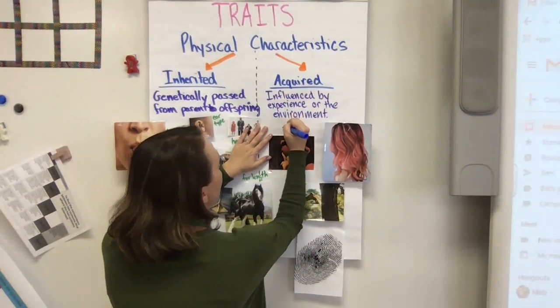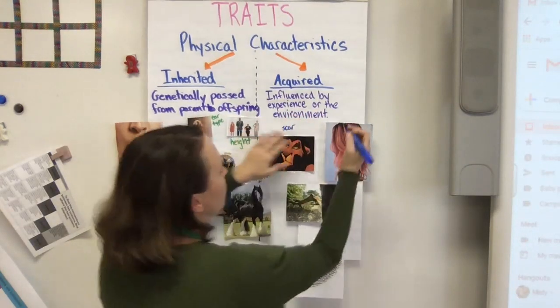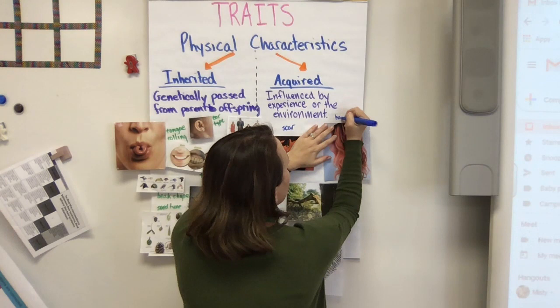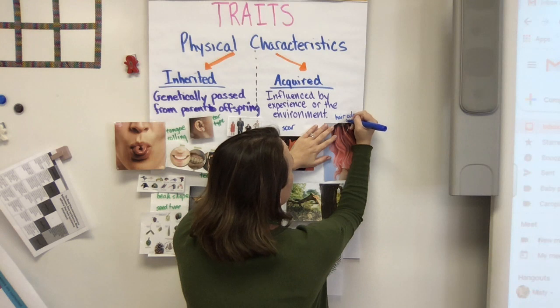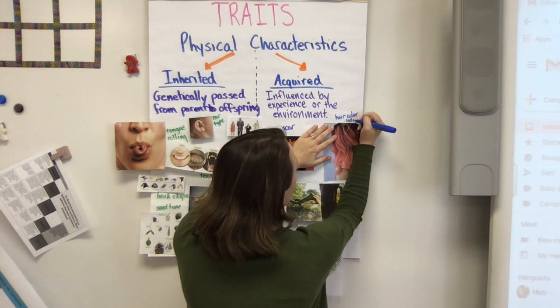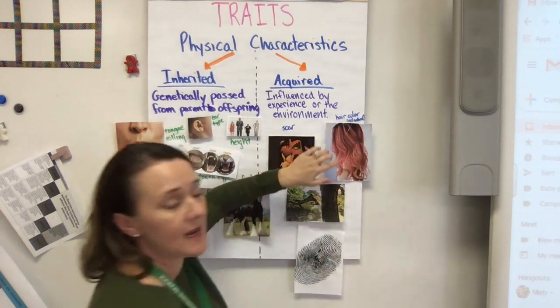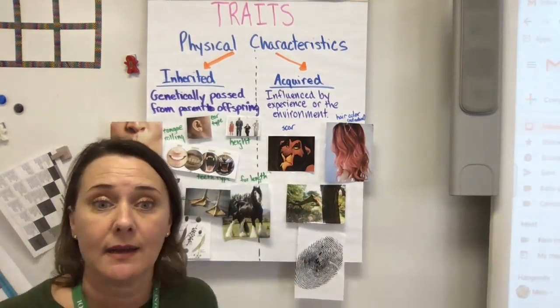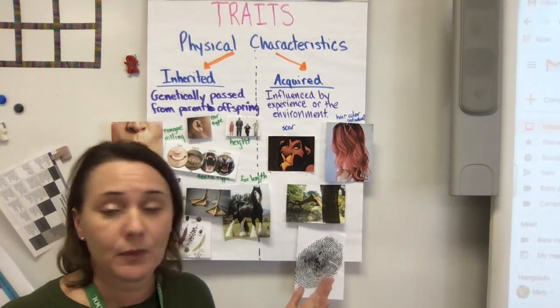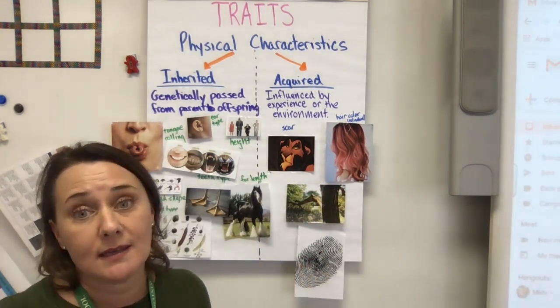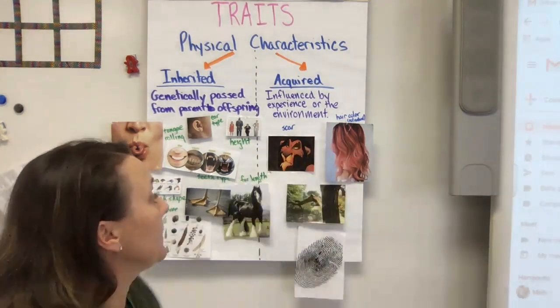Okay, so we're going to label all these. We've got scar, hair color, and make sure that you understand that that means not natural, okay? So if you're a blonde and your mom's a blonde and your dad's a blonde, yes, you inherited that. But blue hair, pink hair, green hair, we've seen it all. Those are not inherited. Those are acquired, okay?